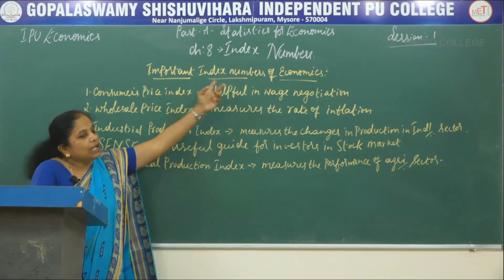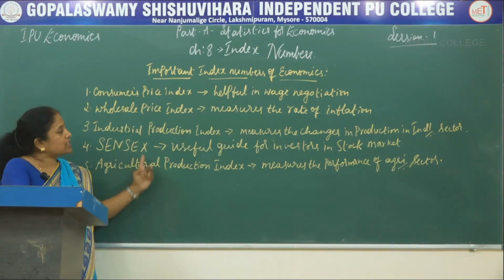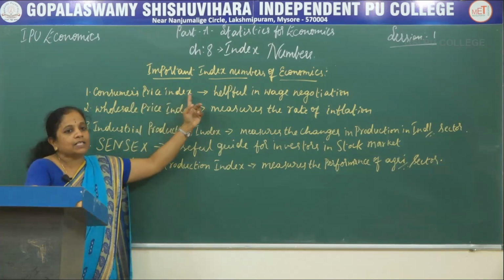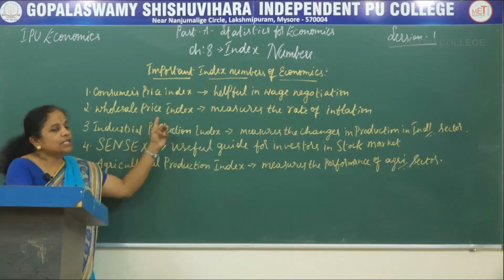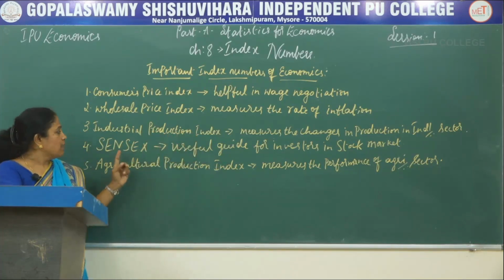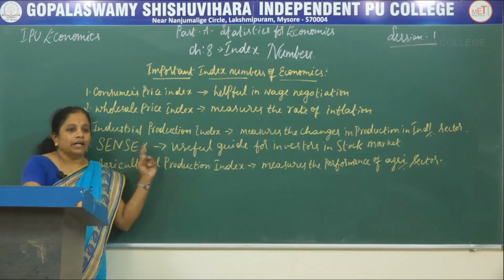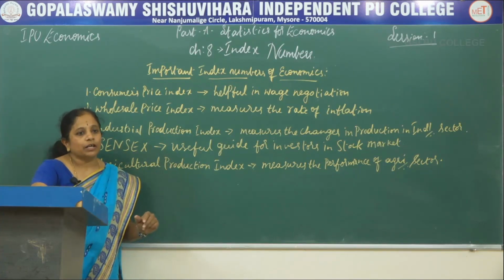So very importantly, in economics we consider these five index numbers: the consumer price index or cost of living index, the second is the wholesale price index, the third is the industrial production index, the fourth is the sensitivity index, and the fifth is the agricultural production index.